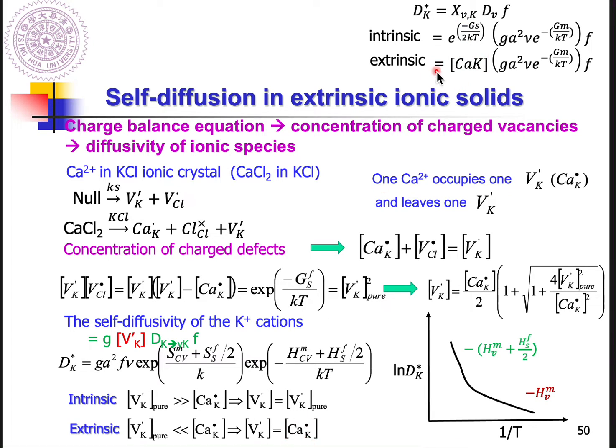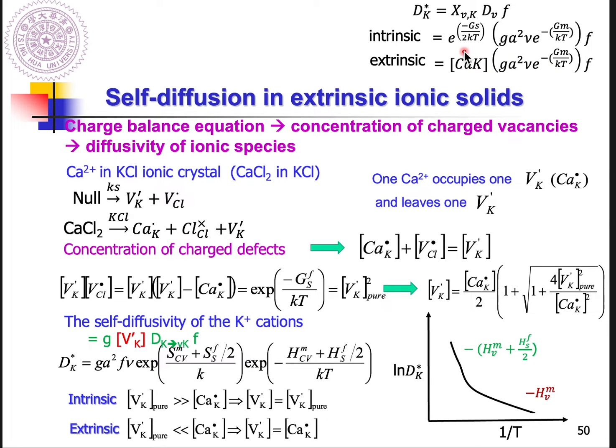the atomic fraction of calcium you dope, or calcium chloride you dope, and the dV will be the same, related to migration energy and correlation factor F. So this is what we learn: we can separate into this, and this we call extrinsic, because the diffusivity is dominated by the concentration of the dopant. So we call it extrinsic properties or extrinsic ionic materials.